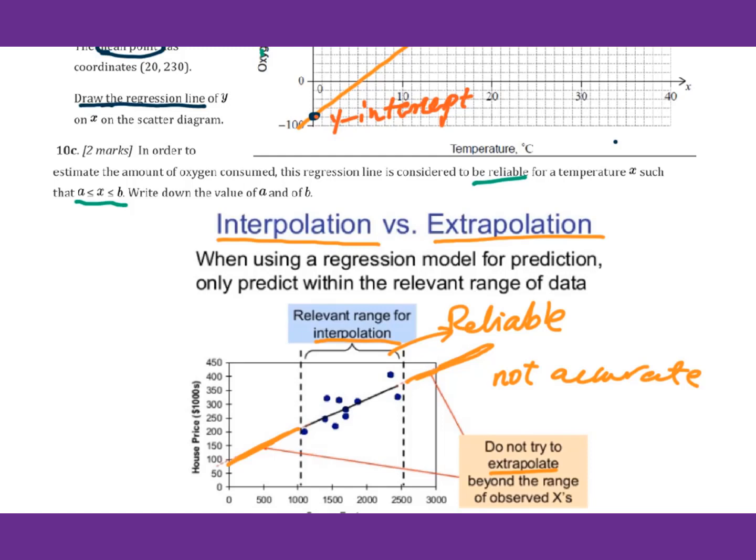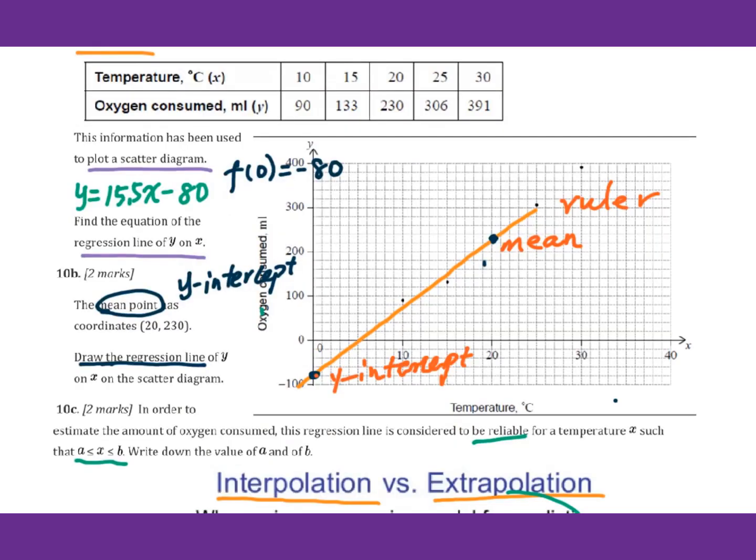For extrapolation, it's not accurate for the estimation. Therefore, from this table, we know the temperature is between 10 and 30. So we can use this regression line to do the estimation when x is between 10 and 30. If x is greater than 30, then it's not accurate for you to do the estimation.